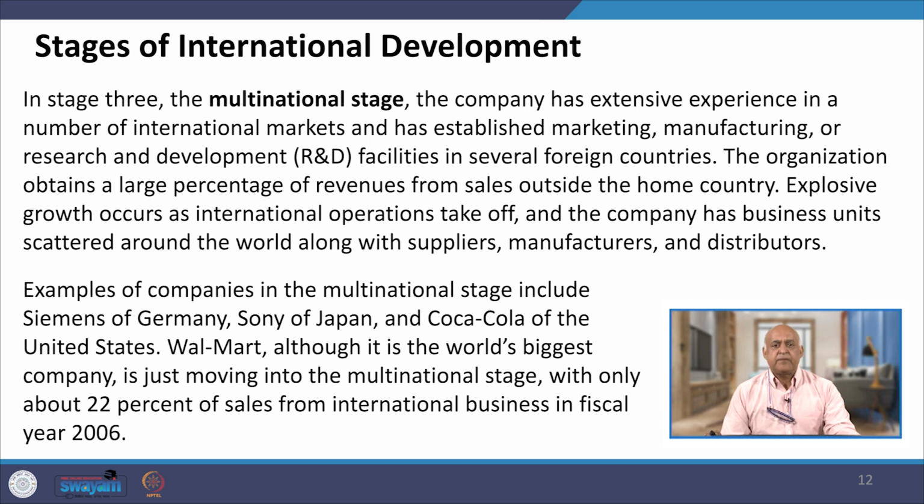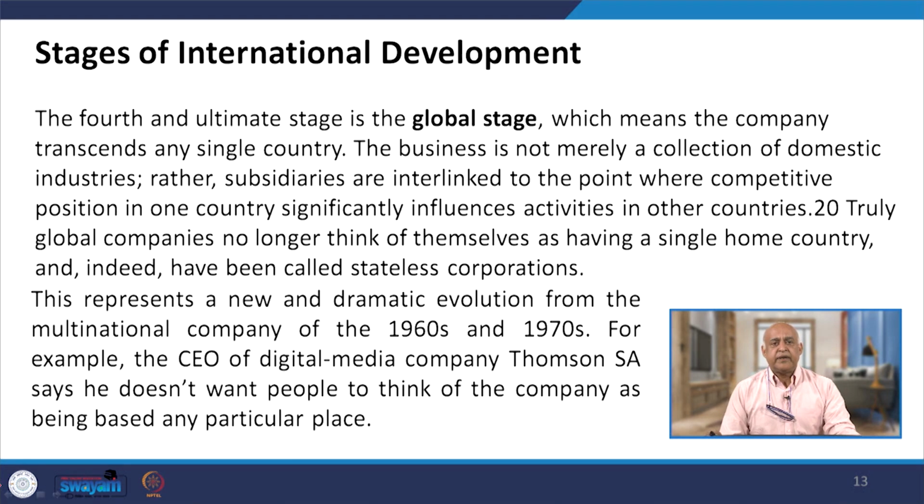Examples of multinational companies include Siemens of Germany, Sony of Japan and Coca-Cola of the United States. Walmart, although it is the world's biggest company, is just moving into the multinational stage, with only about 22% of sales from international business in fiscal year 2006. The fourth and ultimate stage is the global stage, which means the company transcends any single country.